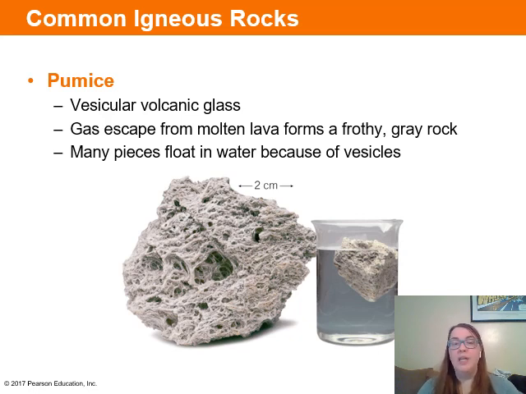So pumice is unique because it's one of the only rocks on our planet that can float in water. And this is because pumice is 90% air and then 10% of a rock surrounding these air holes. So because pumice has so much air inside of it, if you drop it into a bucket of water, that rock is actually going to float towards the top of the water.